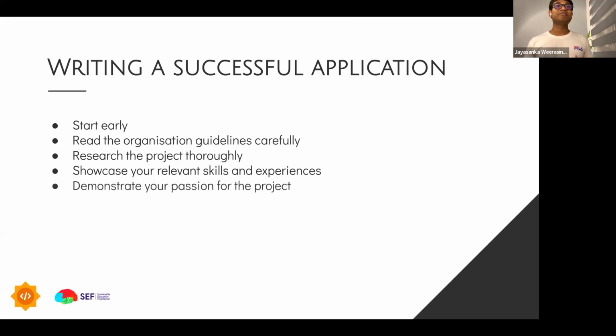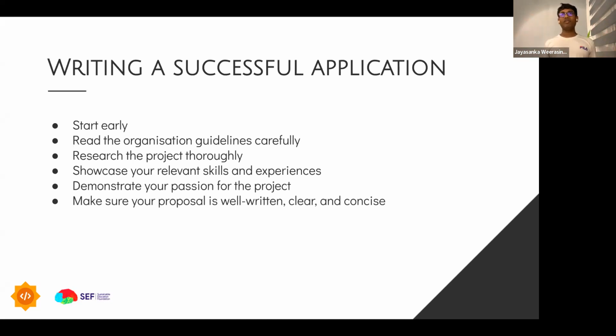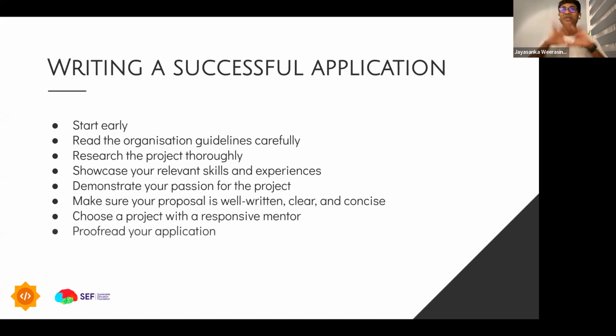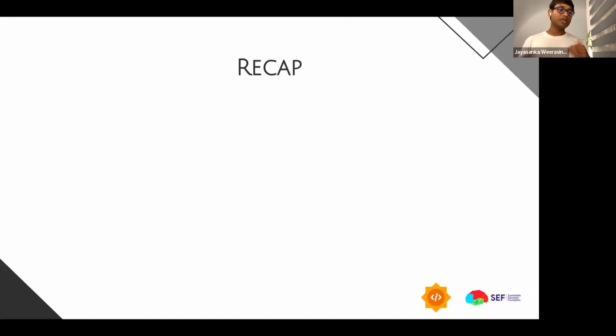Also make sure that the proposal is well structured and well written, and also get it proofread by a mentor, right? And specifically try to find a project that has a responsive mentor, because you need to work with the mentor in order to finalize it, maybe get some feedback and stuff, right? So yeah, those are the main things that you need to consider on writing a proposal within the proposal period.